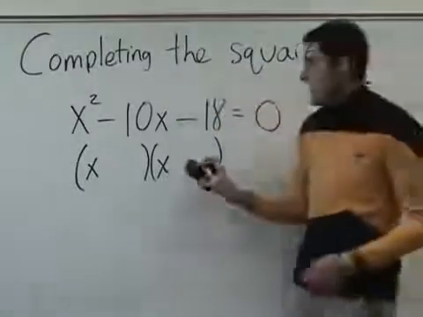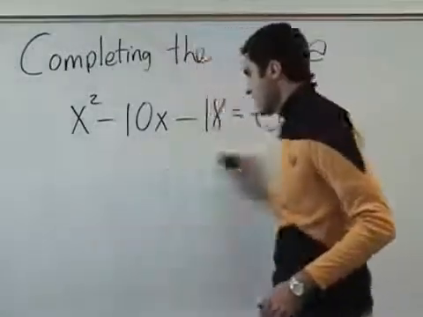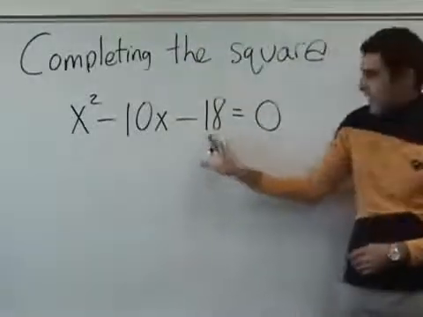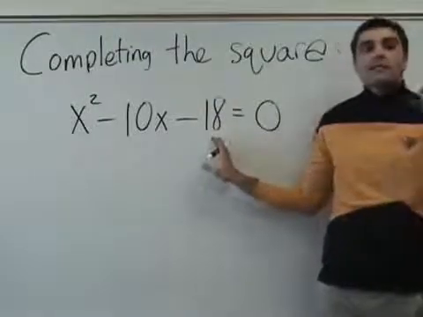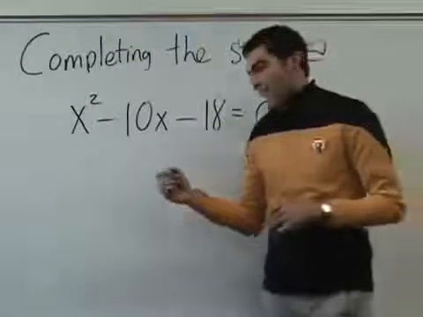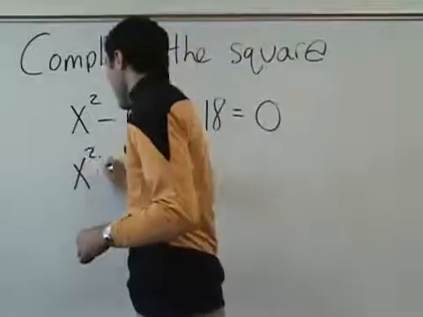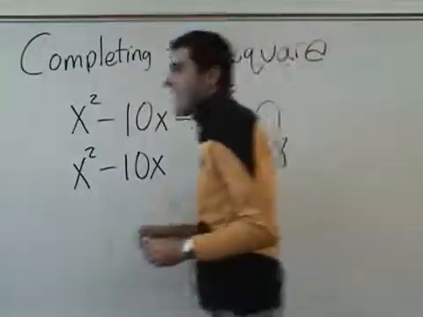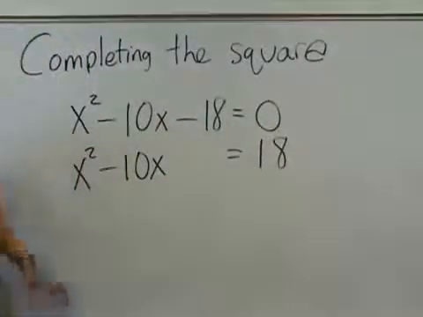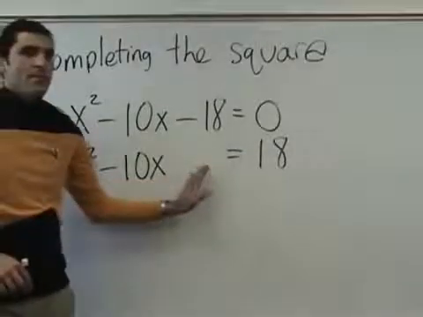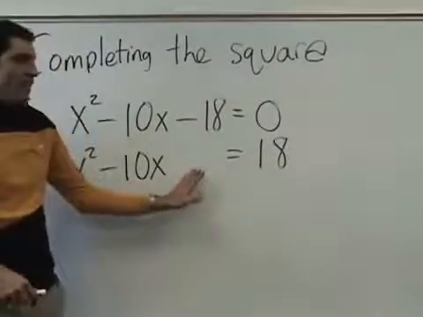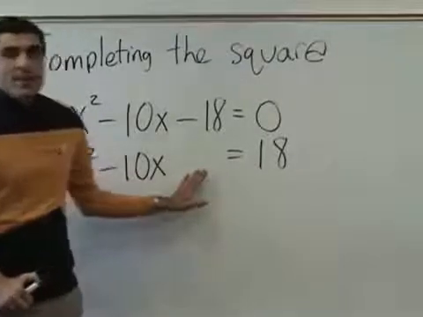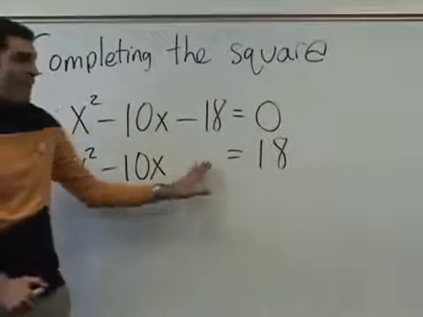And the method is called completing the square. Here's how it works. First of all, this number needs to be moved to the other side. The last number, the C, if you will. You add 18 to both sides. X squared minus 10x equals 18. We added 18 to both sides. Now, this number remains open. We need to find this magical number. What must this number be so that it can be factored? And I'm going to tell you how to find this number.